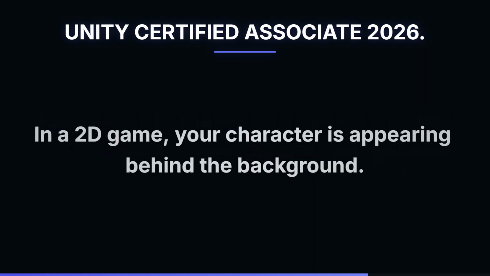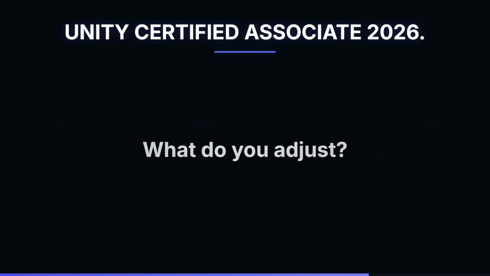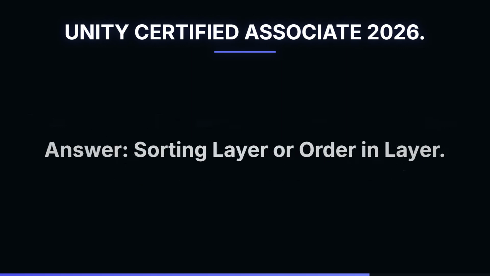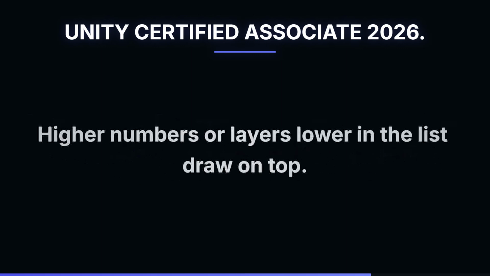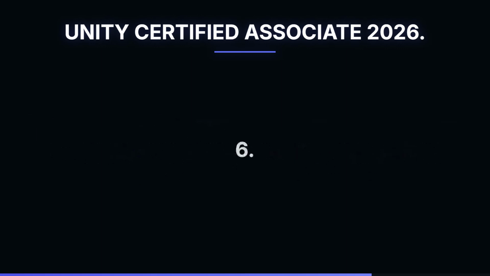5. In a 2D game, your character is appearing behind the background. What do you adjust? Answer: sorting layer or order in layer. Explanation: the sprite renderer uses these settings to determine draw order. Higher numbers or layers lower in the list draw on top.